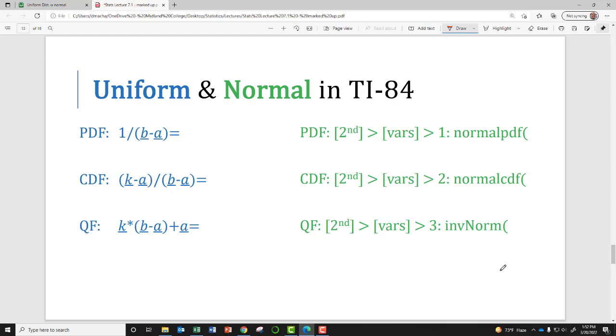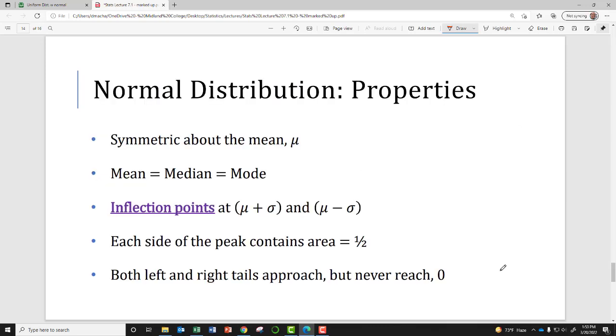In your calculator, I have those first three again. So if you're looking for the PDF, the CDF, or the quantile function for either of these distributions, this is how you could use it in your calculator. But if you need it, I'll give it to you on the instructions for using a calculator on an exam.